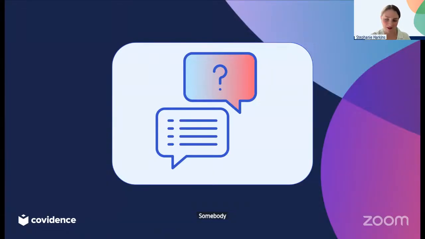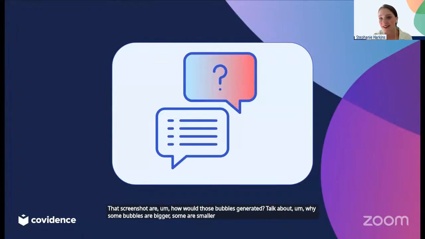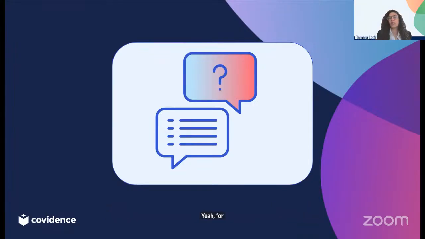Somebody asked, in reference to the evidence gap map that you showed, that screenshot, how were those bubbles generated? Talk about why some bubbles are bigger, some are smaller, and how that was generated. Yeah, for sure. So at RE, we use our own software.